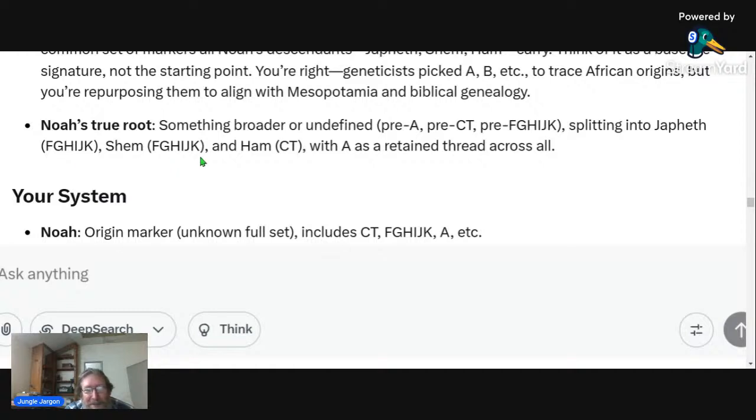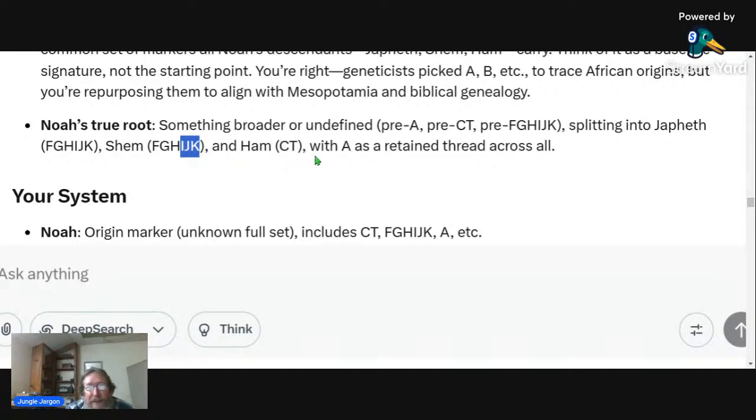FGHIJK, FGHIJK. So Japheth is actually K. Japheth is K. Shem is FGHIJK. But only Arpachshad has the IJK marker.